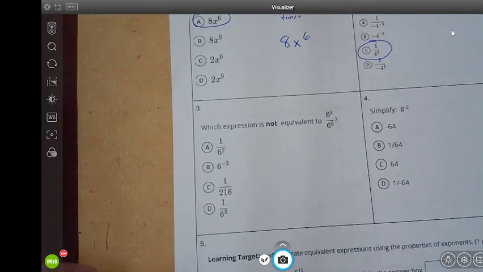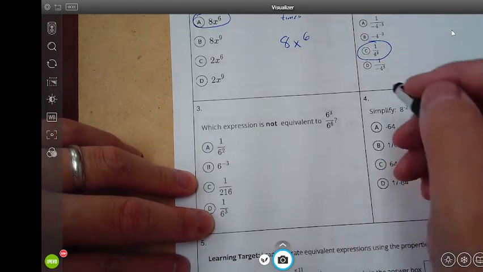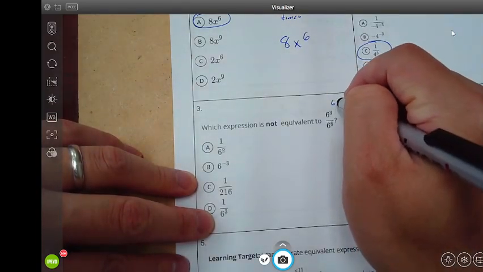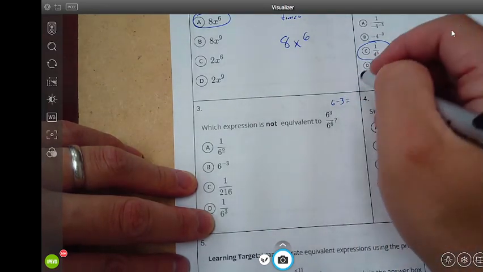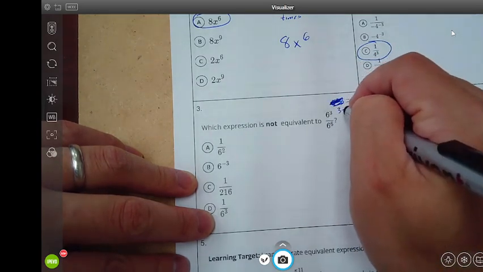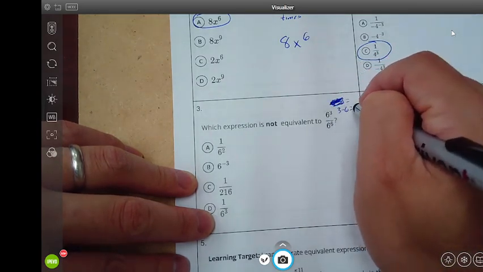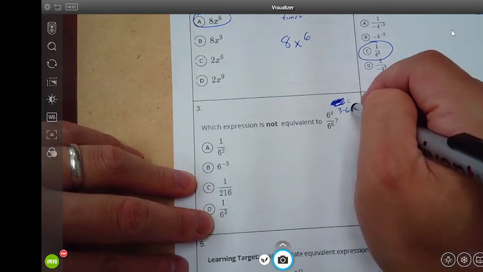Number 3, which expression is not equivalent? All right, so let's go ahead and take this step by step. We're going to do 3 minus 6 because it's going to be subtraction. Bases are the same. Bases are both 6. 3 minus 6 is a negative 3. Okay, 3 minus 6 is negative 3. So that's going to be our new exponent.